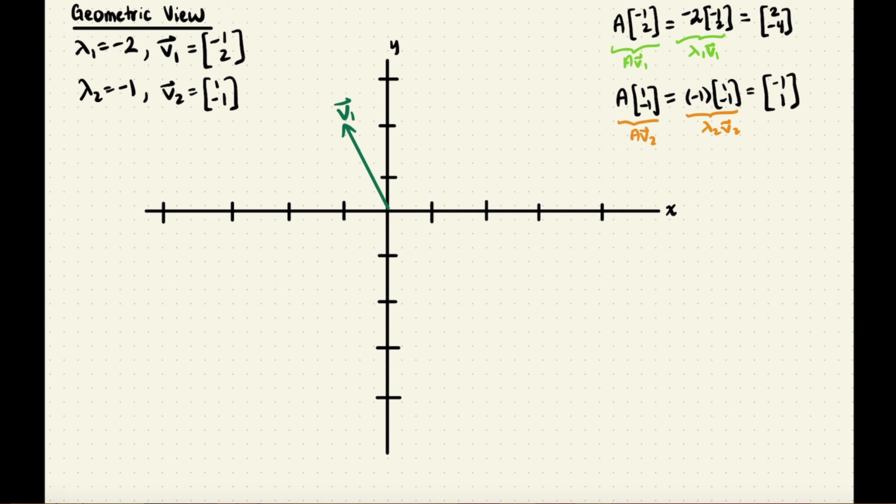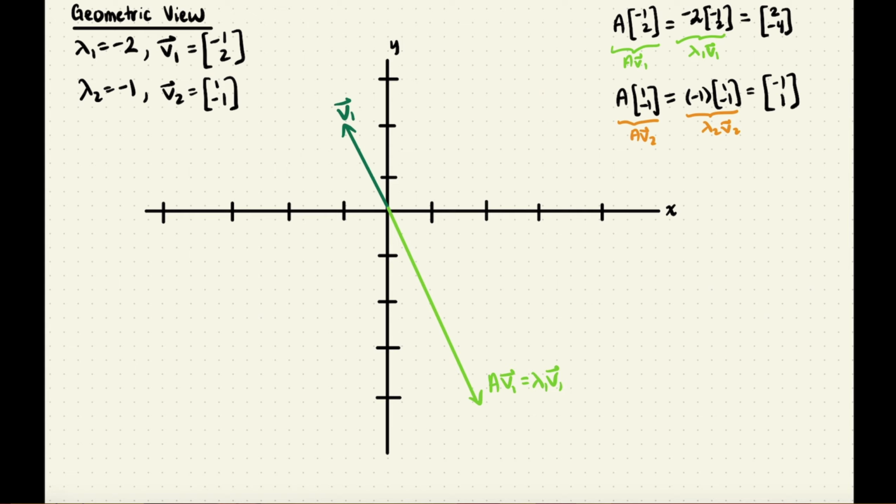Now A times v1 is the same as lambda 1 times v1. So that's going to give me the vector 2, negative 4. I'm going to go ahead and draw that as well. So I go over 2 and down 4. That's going to put me right about there. This is A times v1, which is the same as lambda 1 times v1.